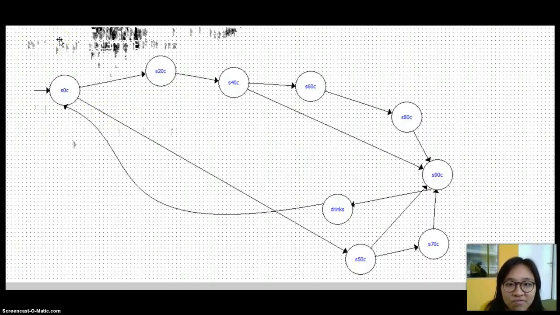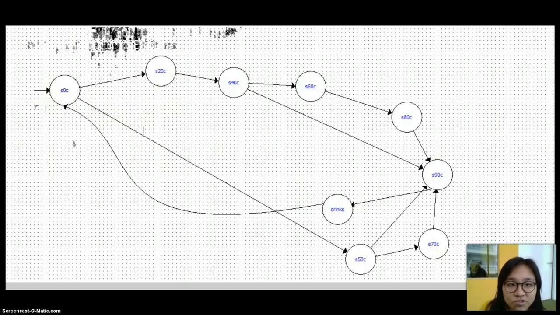So at state 40, if you choose to put in 20 cents, it will go on to state 60. If you put in 20 cents after that, it will go to state 80. And 20 cents after that, it will go to state 90. And at state 90, a drink will dispense, and it will go back to state 0 to reset.